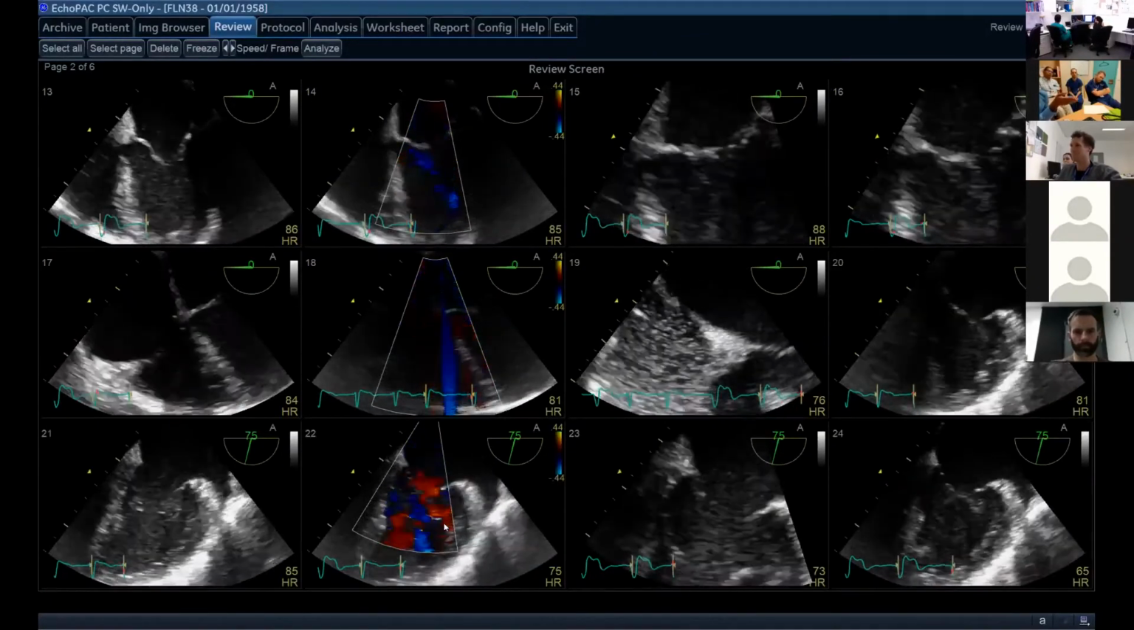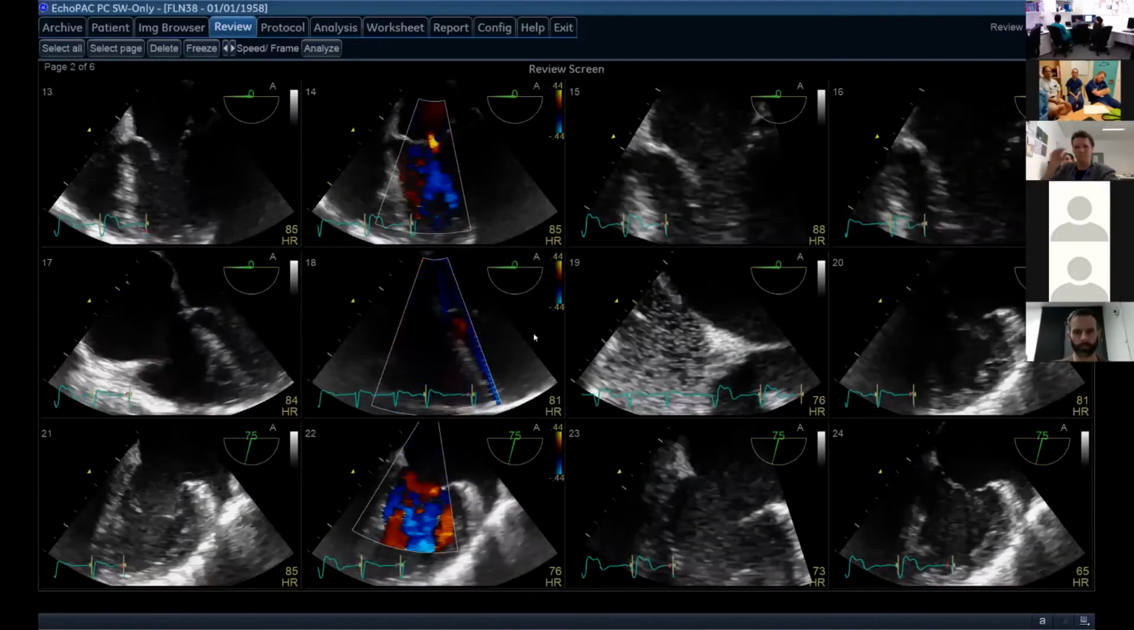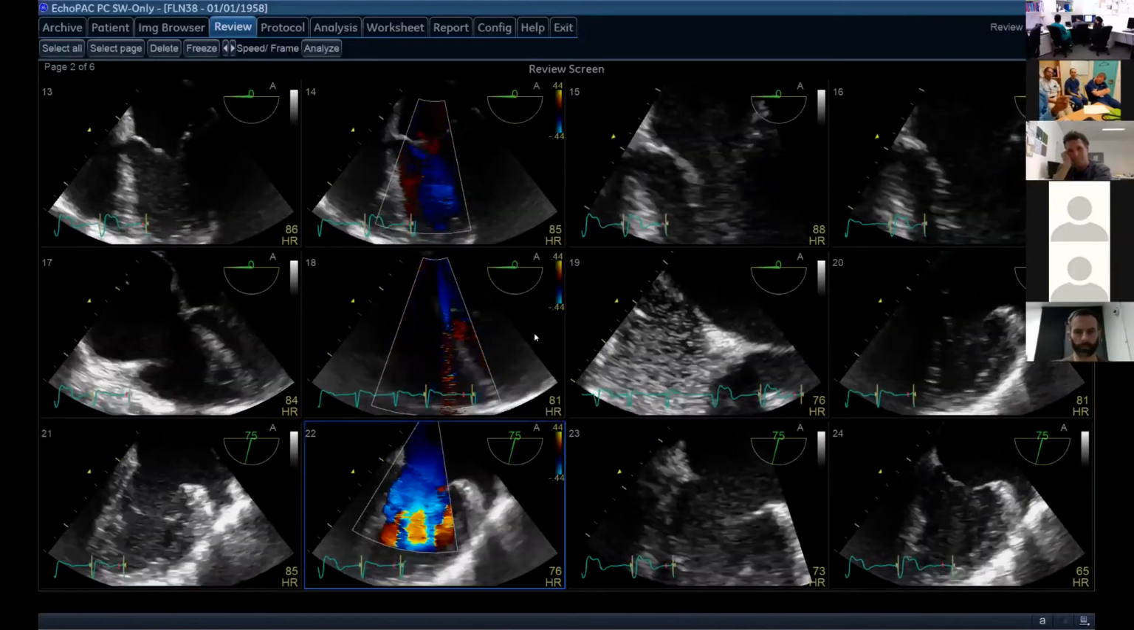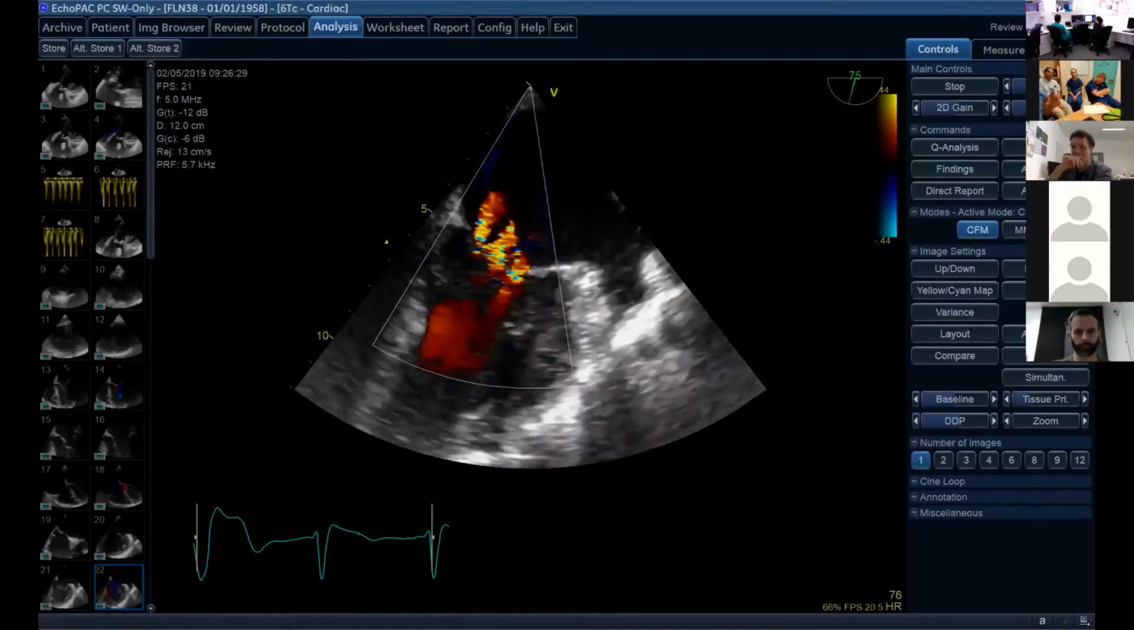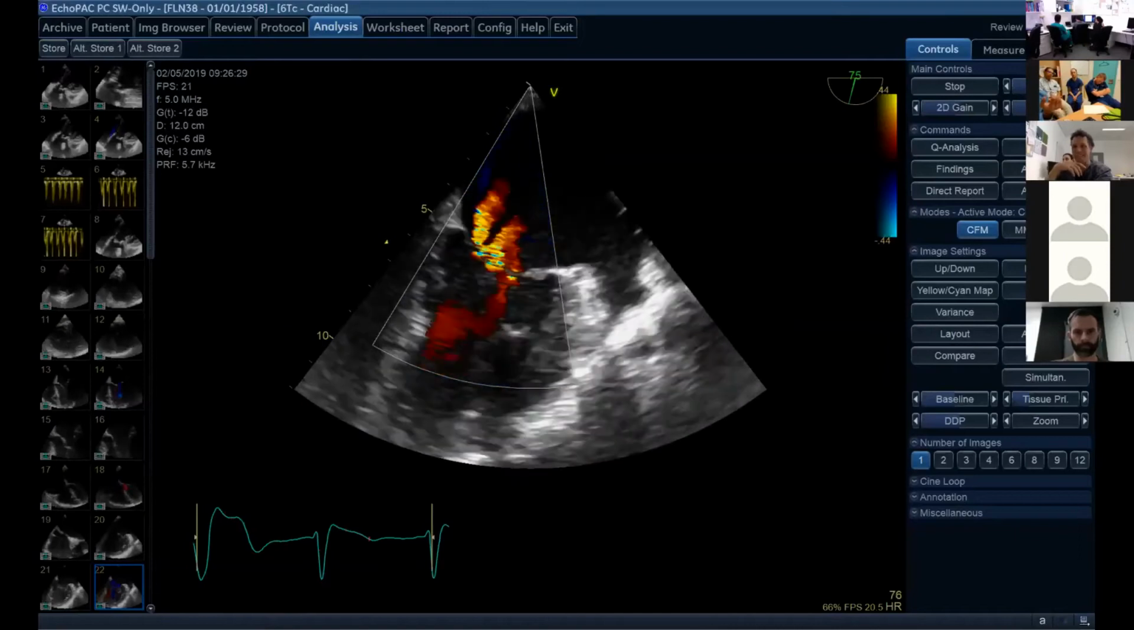So since we are suspecting it's a bioprosthetic valve with infective endocarditis, we should also look closely for other complications of infective endocarditis.